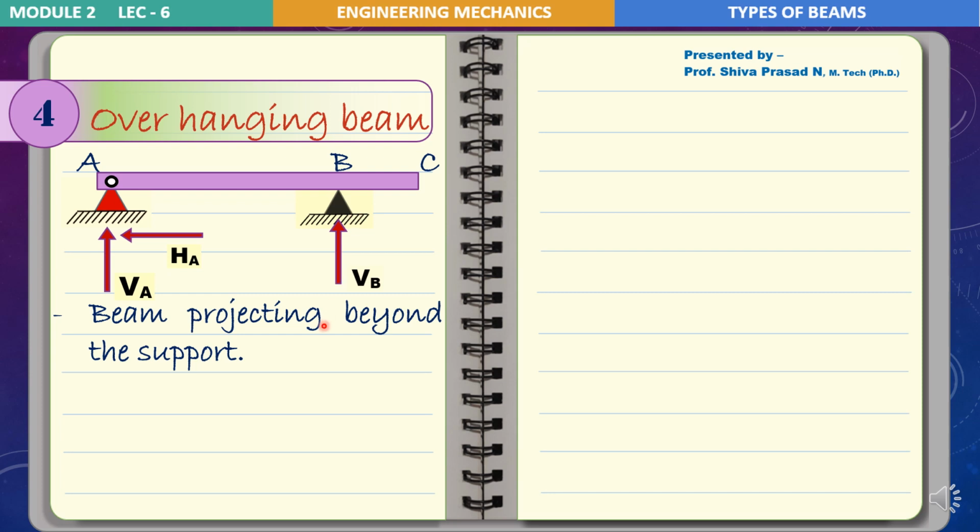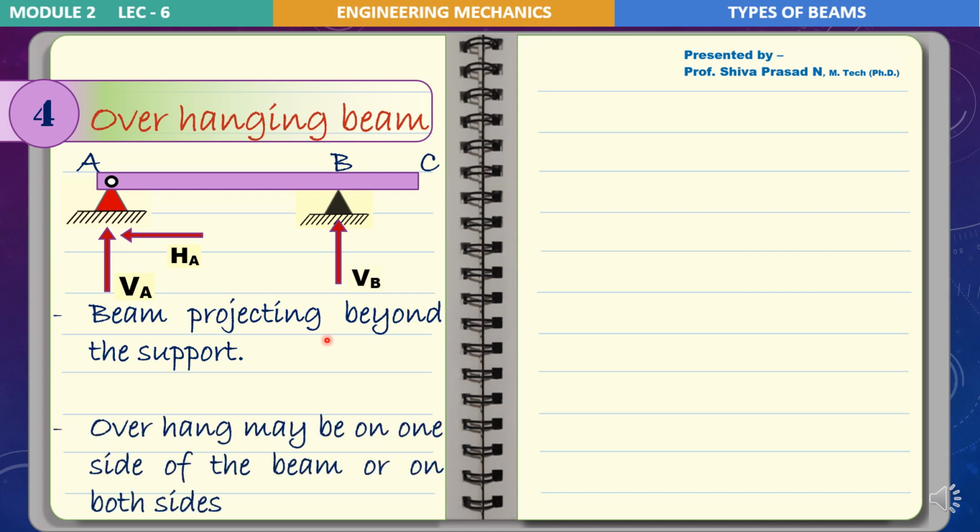Now adding on to this, what can we say? So an overhang may be on one side of the beam or on both the sides. So that's what in the example sketch we have drawn, the overhang is only on one side, that is on the side BC. BC is overhang. Again, another type we can say the end A is also overhang. So such a case we can say both sides of the beam are overhang.